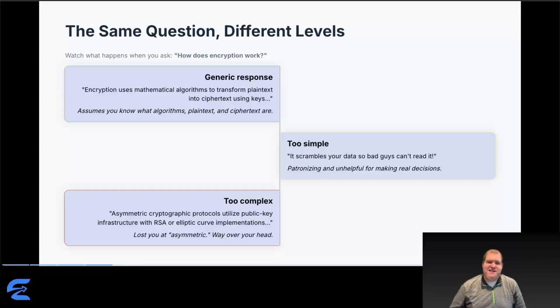Or maybe AI thinks you need something simpler and gives you, it scrambles your data so bad guys can't read it. That's technically true, but it's patronizing and doesn't help you make informed decisions about which encryption method to use or why it matters. On the flip side, you might get, asymmetric cryptographic protocols utilize public key infrastructure with RSA or elliptic curve implementations. And you've lost most people at asymmetric. Same question, wildly different answers depending on what level AI guesses you're at. None of these might be what you actually need, and that's the problem we're solving.